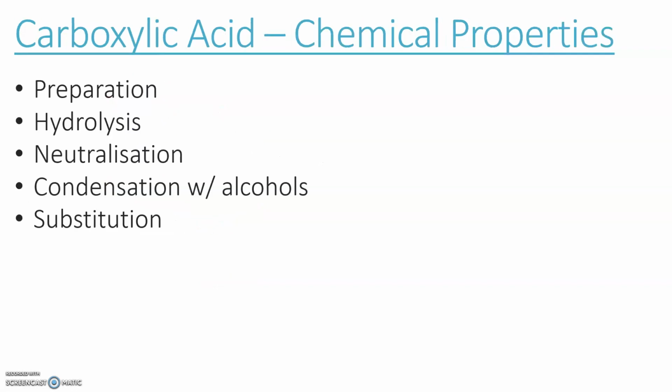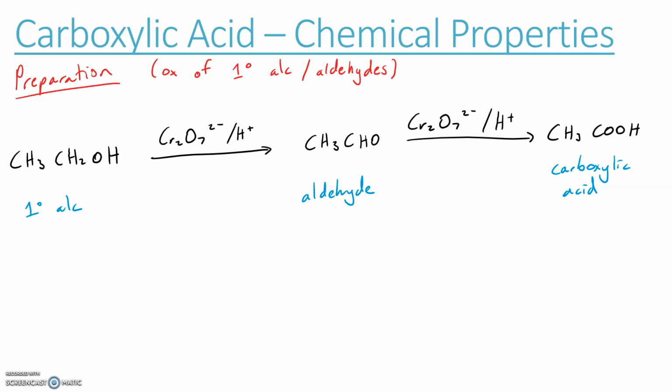Okay, we're going to look at these reactions: preparation, hydrolysis, neutralization, condensation with alcohols, and substitution. Firstly, preparation. How do we make a carboxylic acid? We oxidize a primary alcohol. If you've watched the video on aldehydes, you'll know that when we oxidize a primary alcohol, we get an aldehyde, which further oxidizes to a carboxylic acid. So it goes from a primary alcohol through an aldehyde to a carboxylic acid. And we can use acidified dichromate as an oxidant.